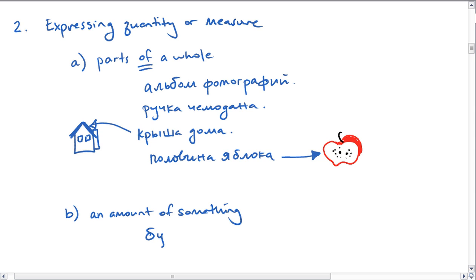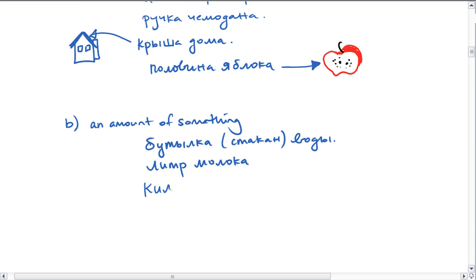So words like бутылка or стакан, so a bottle or a glass of something, of воды, of water. Or if you have a liter of something, молока, or a kilogram яблок, right? So all of these involve the genitive case. We have a kilogram of apples and we have the zero ending. We have a liter of milk, genitive singular, a bottle or a glass of water, so genitive singular.